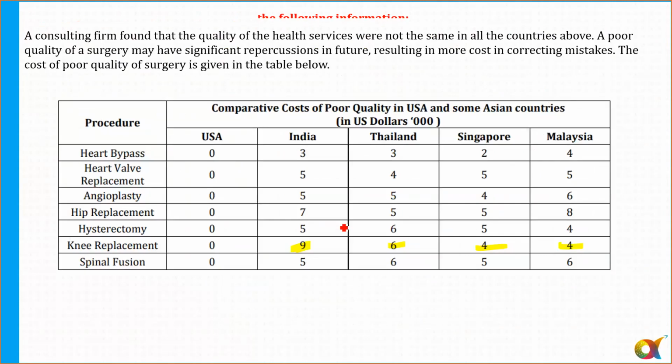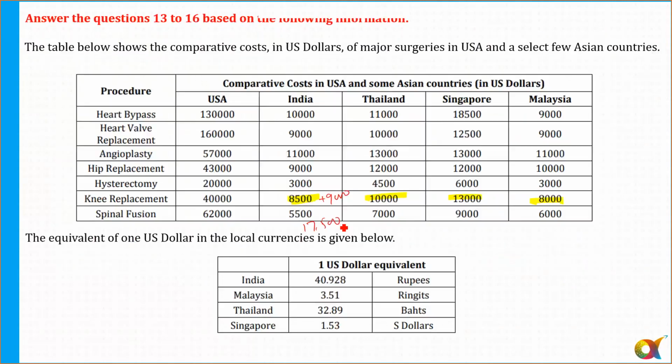Okay, so now I need to add 9, 6, 4, 4. So here 10,000 plus 6,000, that is 16,000. 13,000 plus 4, that is 17,000. 8,000 plus 4, that is equal to 12,000. So what should be the answer? That should be India.